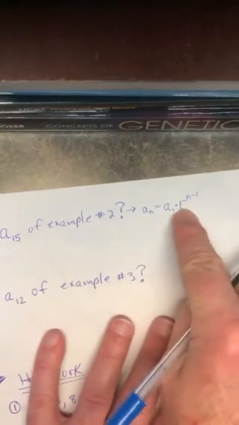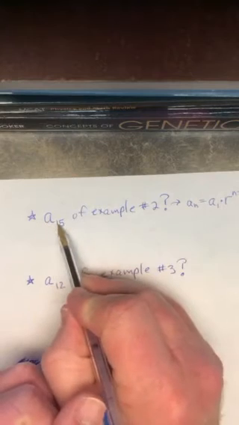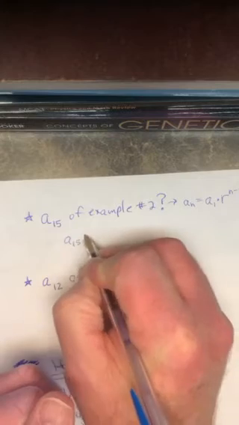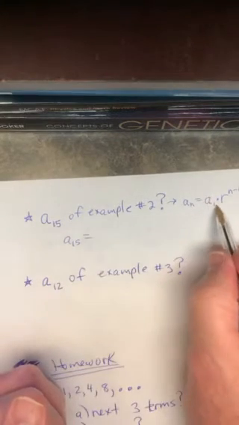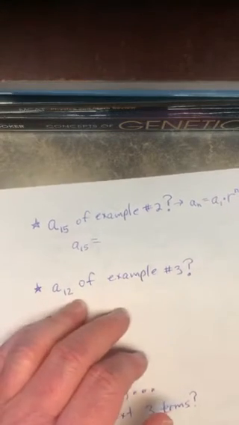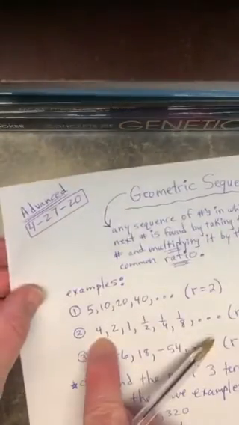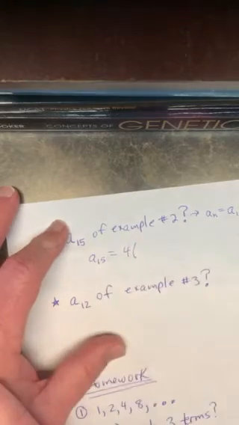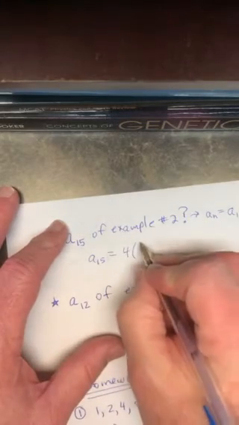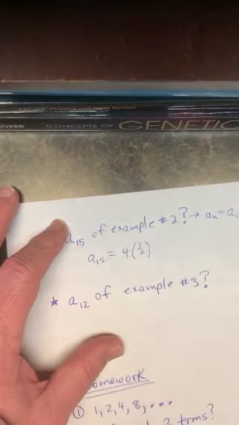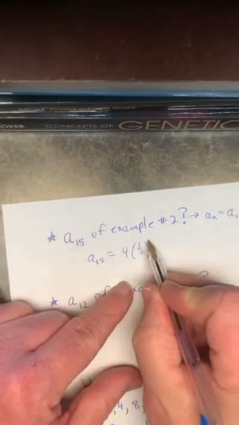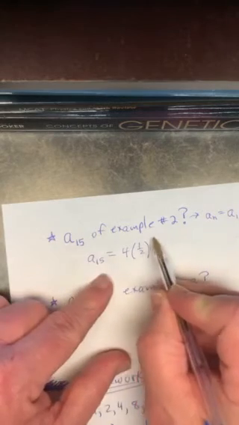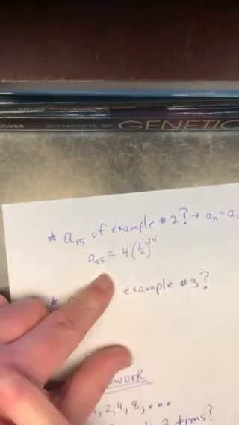If that's memorized, here we go. I want a sub 15, don't I? The 15th term. So a sub 15 equals, a1 is the first term. Well, if I think back to example number 2, the first term was what? 4. So that's 4 times, now my ratio was a fraction of 1/2, and they want me to raise that to the n minus 1 power. Well, since we're looking for the 15th number, 15 minus 1 is 14.